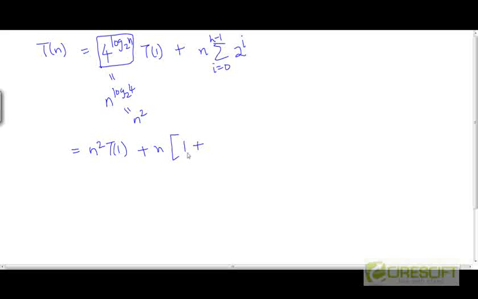The first term is 1. At i equal to 0, we have 2 to the power 0, which is 1. The second term is 2. Third term is 2 square, and so on. And the last term is 2 to the power h minus 1. So we have h terms in this series.